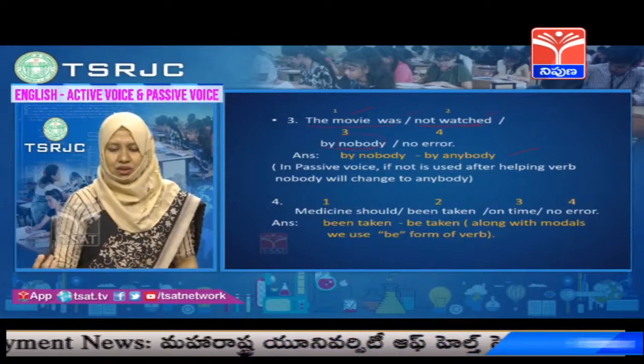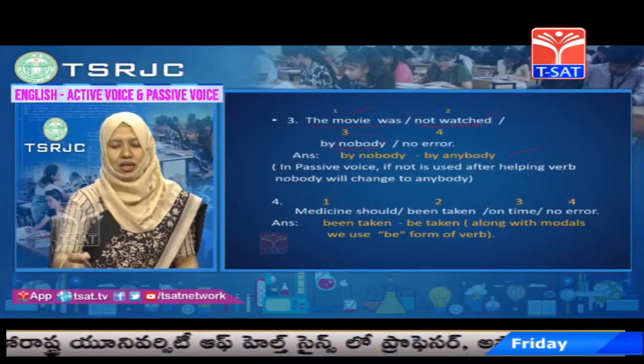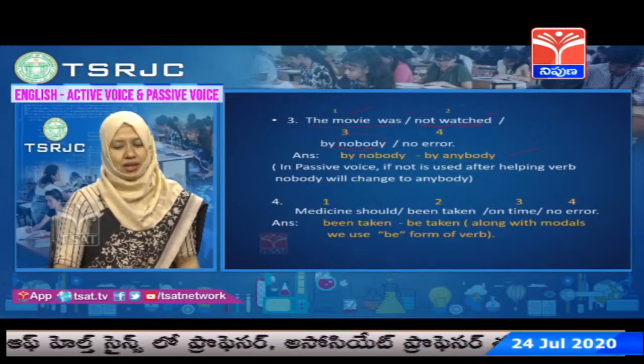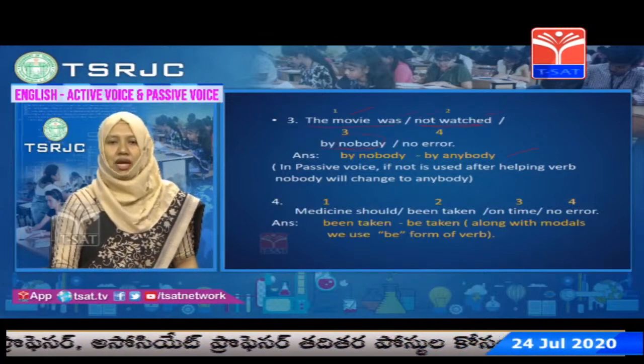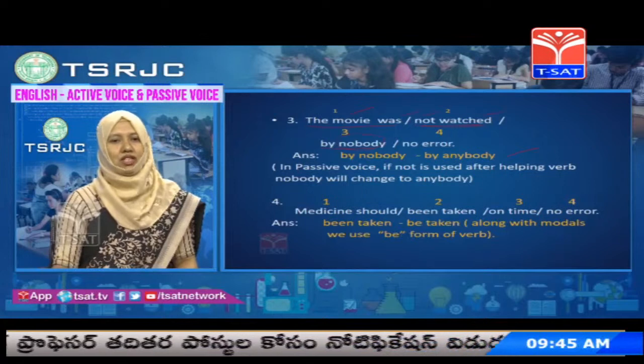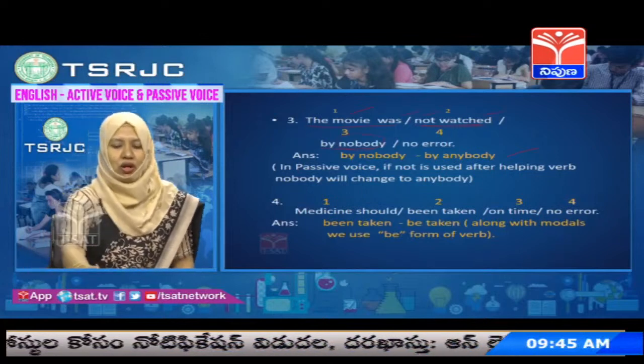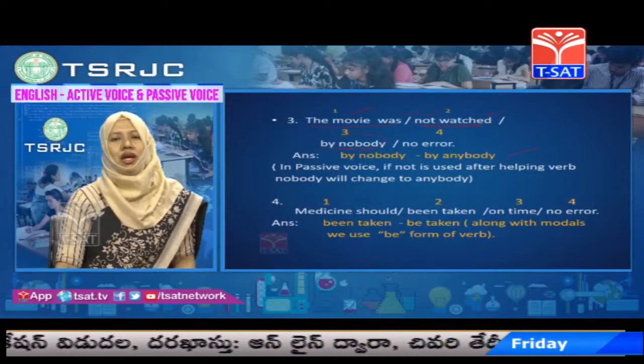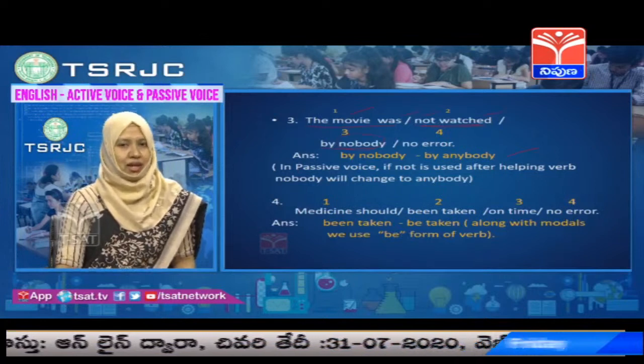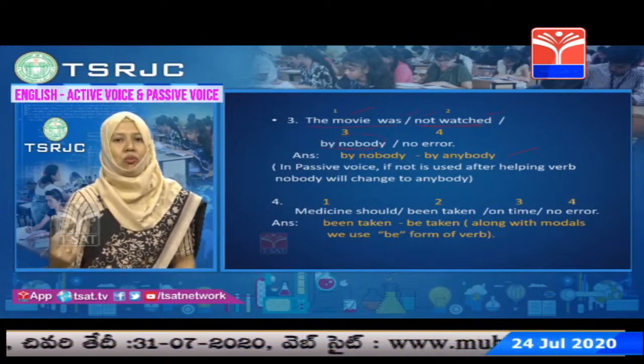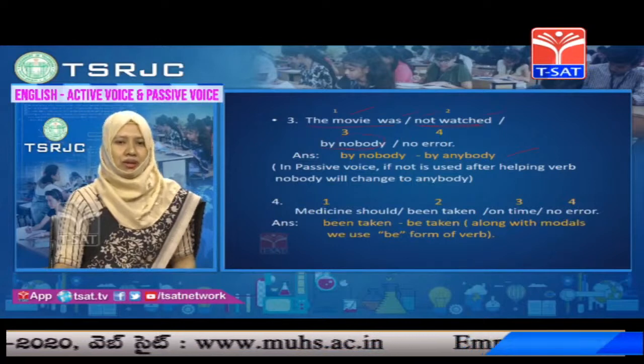In passive voice, wherever not is there in a sentence, along with not, nobody will change to anybody. When there is a negative sentence, nobody will change to anybody. Remember this.